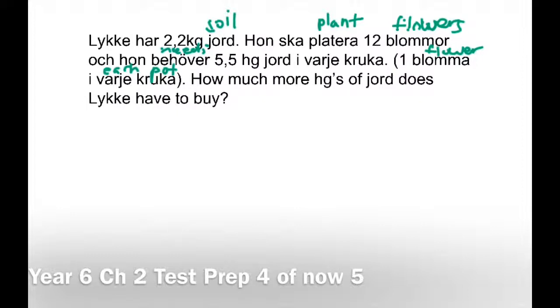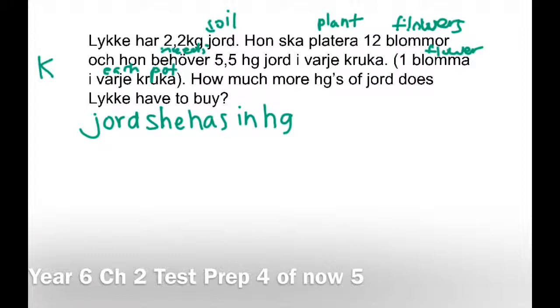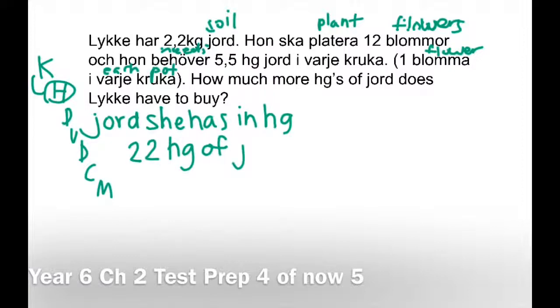Okay, so how I would do this is in two parts. So first I'm going to figure out how much she has. And I'm going to figure it out in hectograms. So again, if we did the King Henry does usually drink chocolate milk, hectograms are right here and kilograms are right there. So if she has 2.2 kilograms, that's the same thing as saying 22 hectograms of soil. So that's the first part I would do.